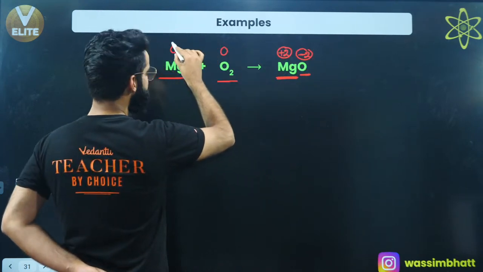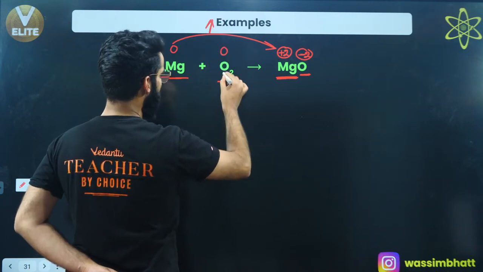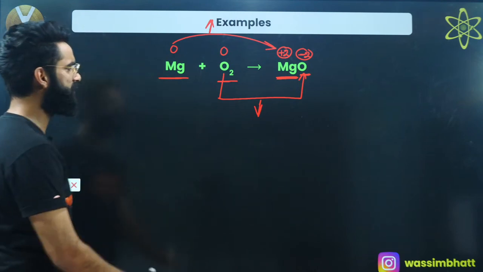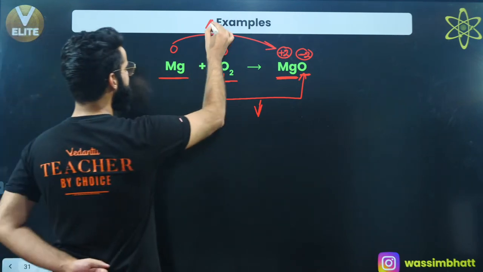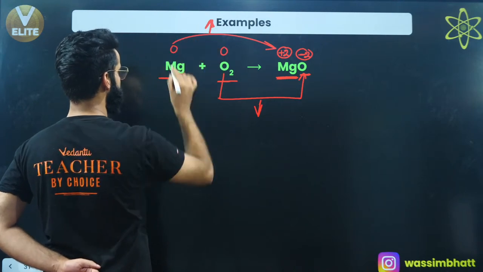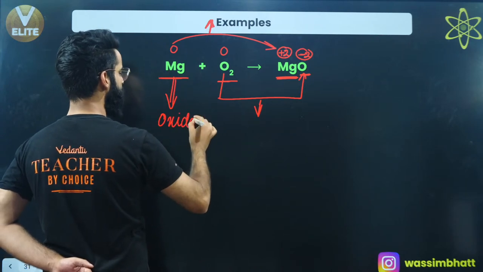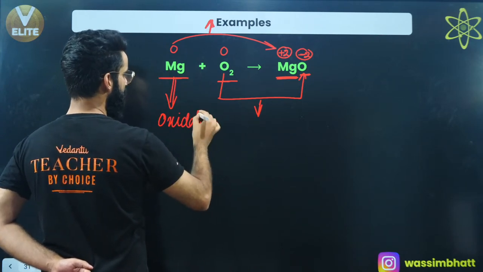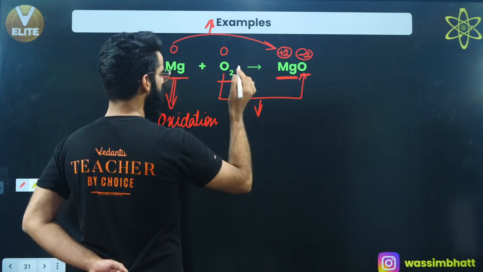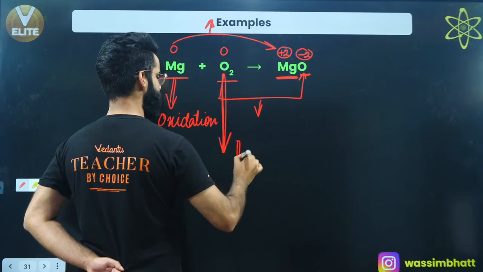Is the oxidation state of magnesium increasing or decreasing? The oxidation state of magnesium is increasing. Is the oxidation state of oxygen increasing or decreasing? The oxidation state of oxygen is decreasing. An increase in the oxidation state of an element is what we call oxidation. So I'll say magnesium here is undergoing oxidation. Similarly, a decrease in the oxidation state is what we call reduction. So you can clearly see this oxygen undergoes reduction.